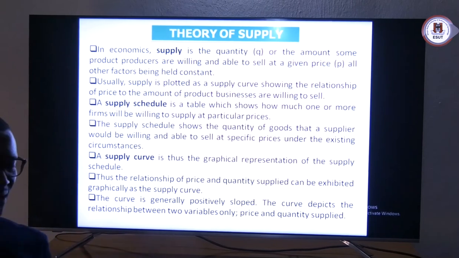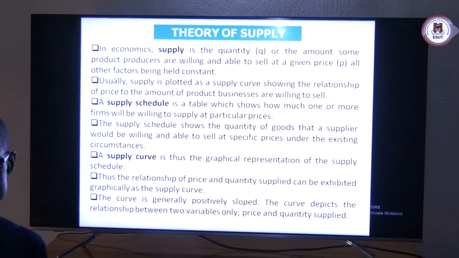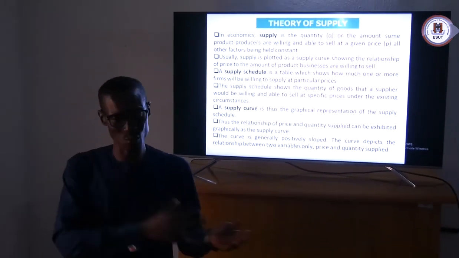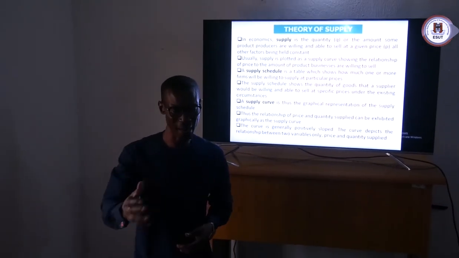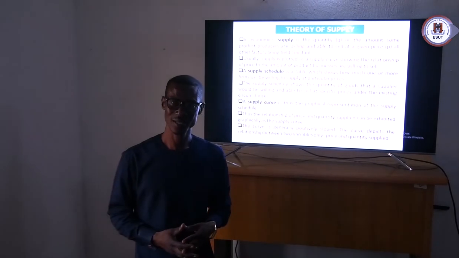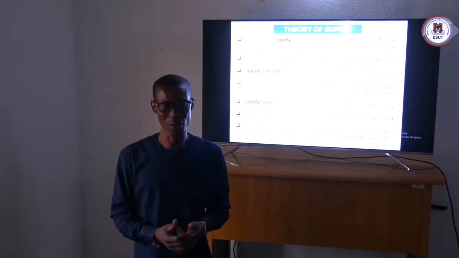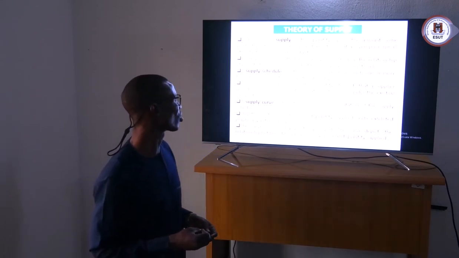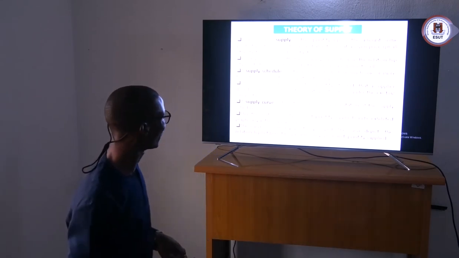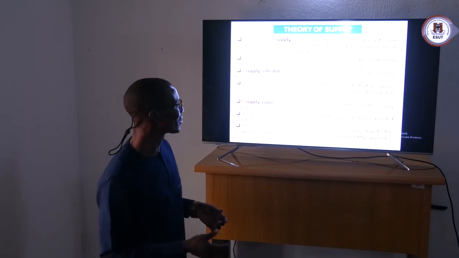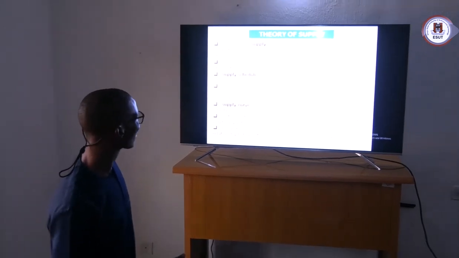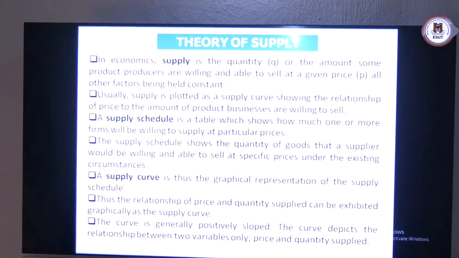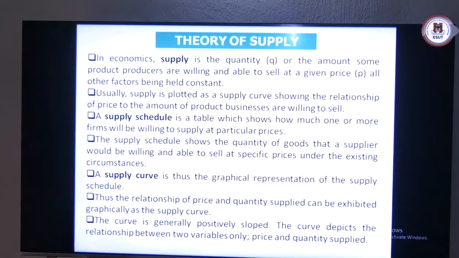Supply looks at the firm's side of the market economy. The consumer, as we discussed before, will demand goods and services to satisfy their needs. But the firms are the producers. They supply commodities to the market. So what is supply? Supply is the quantity or amount of some products produced that firms are willing and able to sell at a given price.